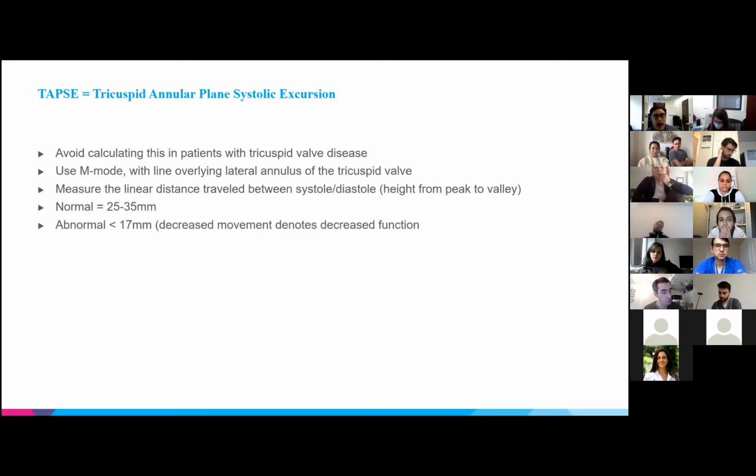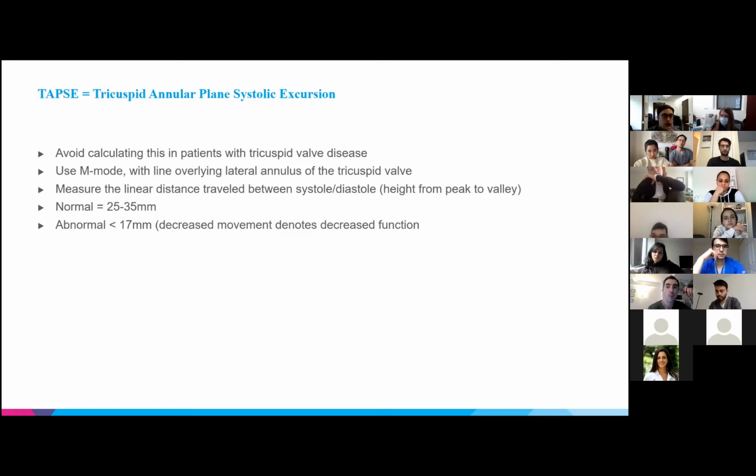So how do we actually calculate TAPSE? Basically, we have to identify the tricuspid valve, and we'll show you an example on the next slide, usually using the 4-chamber view. Once you have a good view of the tricuspid valve, you want to use your M mode, or motion mode, with the line that starts in the middle of your screen. You want to move that line over to the lateral aspect or edge of the tricuspid valve. Then you measure how that moves over time during systole and diastole, essentially measuring from peak to valley.